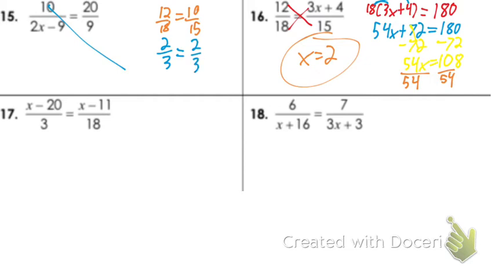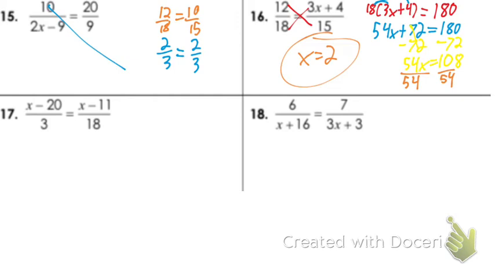So whether or not you simplify the fractions, or you just divide, 12 divided by 18 in your calculator gets 0.6 repeating. 10 divided by 15 in your calculator gets 0.6 repeating. The two sides should be the same when you're done. So is there always a way you can check your work? Totally, okay? Yes. Now, number 17.